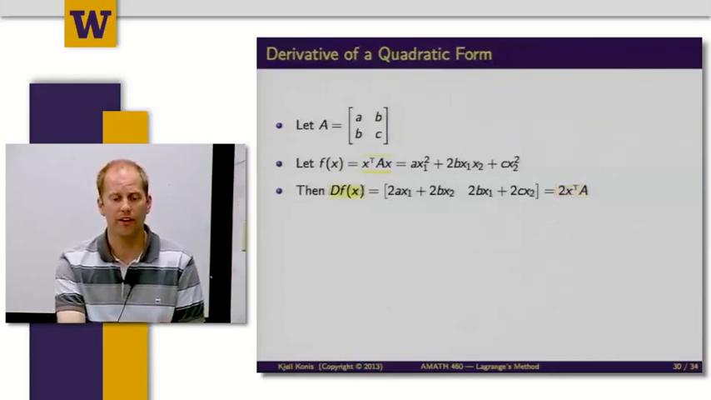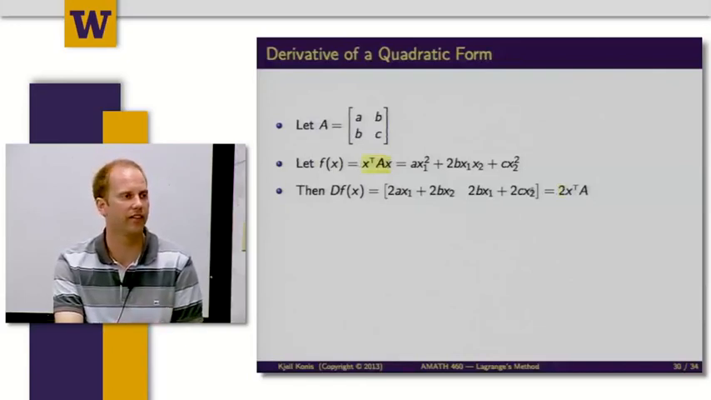So the gradient has to be a row vector. So I need to do this as x transpose A so that the answer here is going to be a row vector. And then I pick up this factor of 2 because it's the same thing as taking a derivative of x squared.